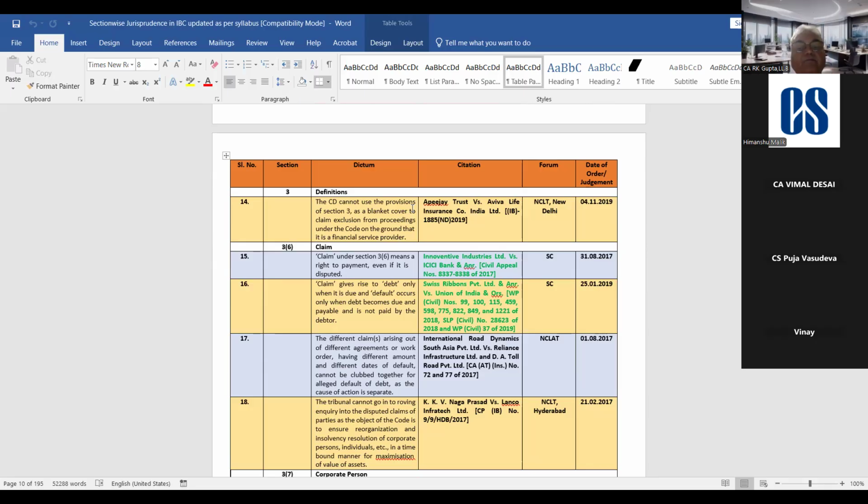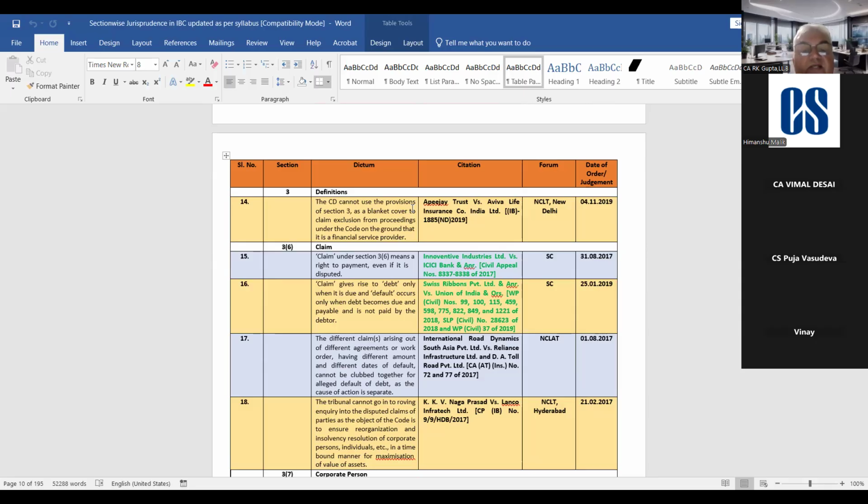नेक्स्ट है स्विस रिबन्स. स्विस रिबन्स में क्या कहा? Claim gives rise to debt only when it is due, and default occurs only when debt becomes due and payable and is not paid by the debtor. ठीक है. उसने क्या कहा कि claims give rise to debt only when it is due. तो every claim is not a debt. Claim debt कब बनेगा? When it is due. और default कब होगा? जब debt due हो गया और payment नहीं हुआ, तब वो default.